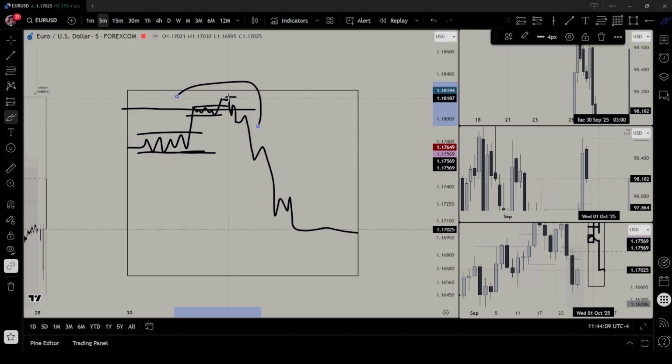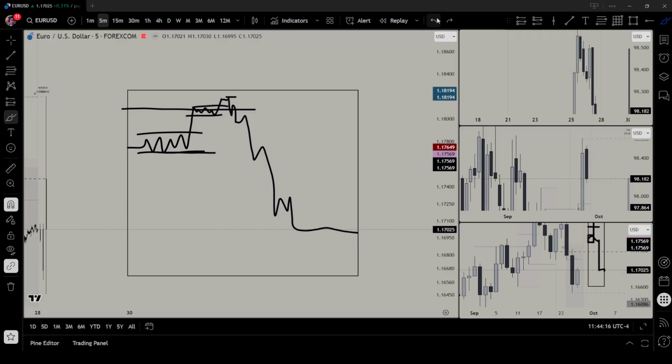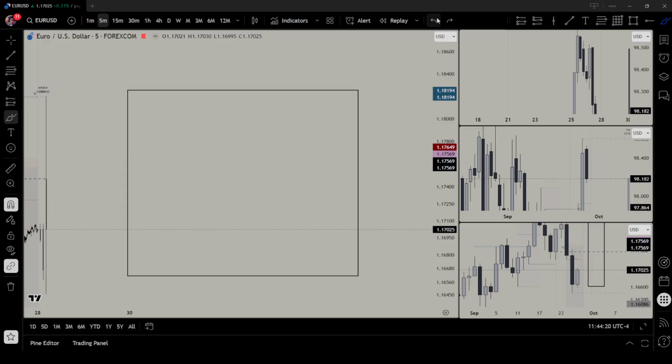Eventually, you enter some sort of entry around here. You put your stop loss very tight. You don't put your stop loss around here. You put your stop loss on the 5-minute stop loss, on the 15-minute stop loss, and you target the weekly. Now, that's how the candle always goes.